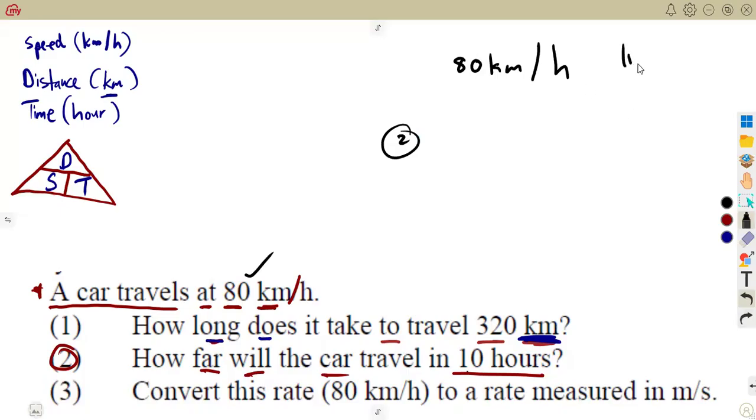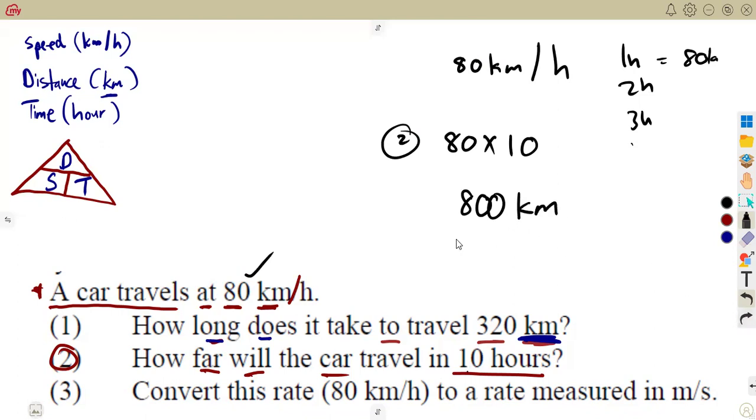So it's like this. In 1 hour, you cover 80 kilometers. What about 2 hours, 3 hours, 4 hours? This one is just multiplication: 80 times 10, which is 800 kilometers, sorry, not meters. Remember, we're talking about kilometers. That is the condition there. Every hour, you cover 80 kilometers. What about in 10 hours? That's 80 times 10.